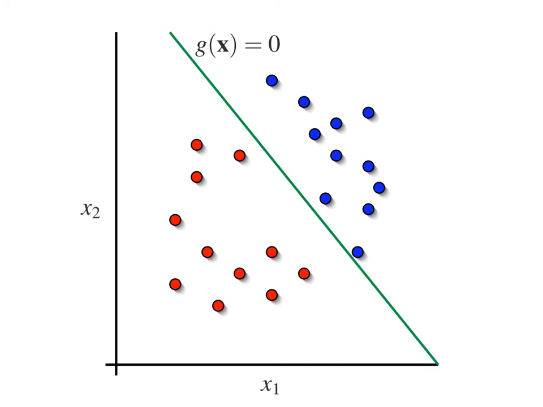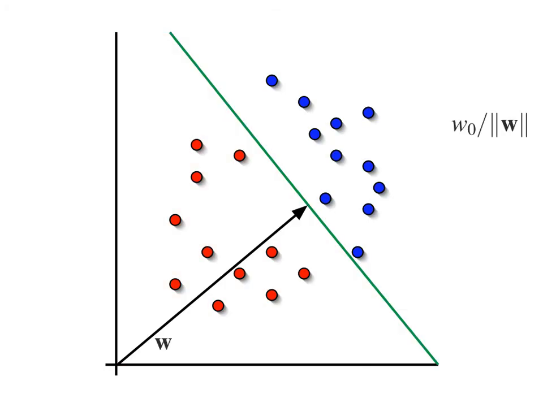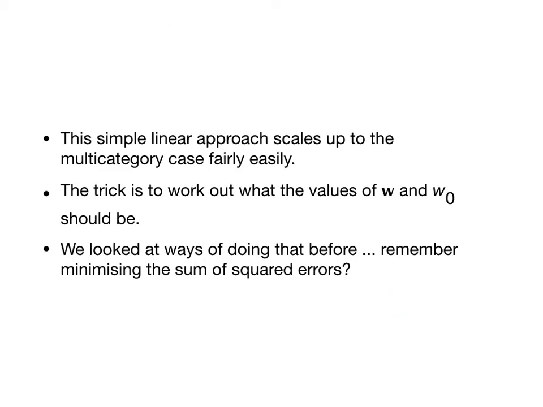And this one's x is 2-dimensional. When the value is greater than 0, we're in the blue region. If it's less than 0, we're in the red region. W gives us the direction, where the hyperplane sits, and W0 is where it's placed. This approach to classifying is really straightforward and really simple, and it scales up to the multi-category case fairly easily.